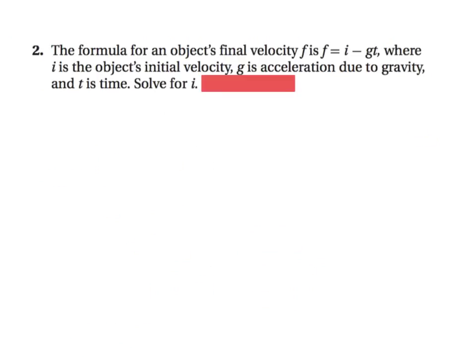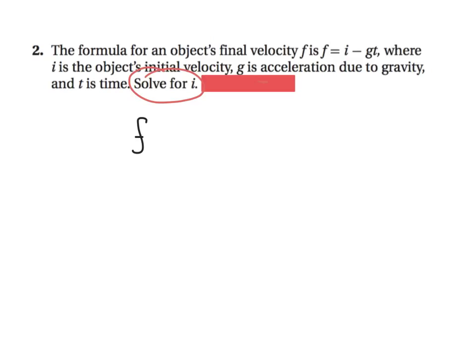Actually, before I define literal equations for you, let's try one more quick example. The formula for an object's final velocity F is F equals I minus GT, where I is the object's initial velocity and G is the acceleration due to gravity. Time is T. We're supposed to solve for I. Now I got this little shape here because the answer's hidden behind it, and I don't want you to see it ahead of time. So we're solving for I, right? That's what they've asked us to do.